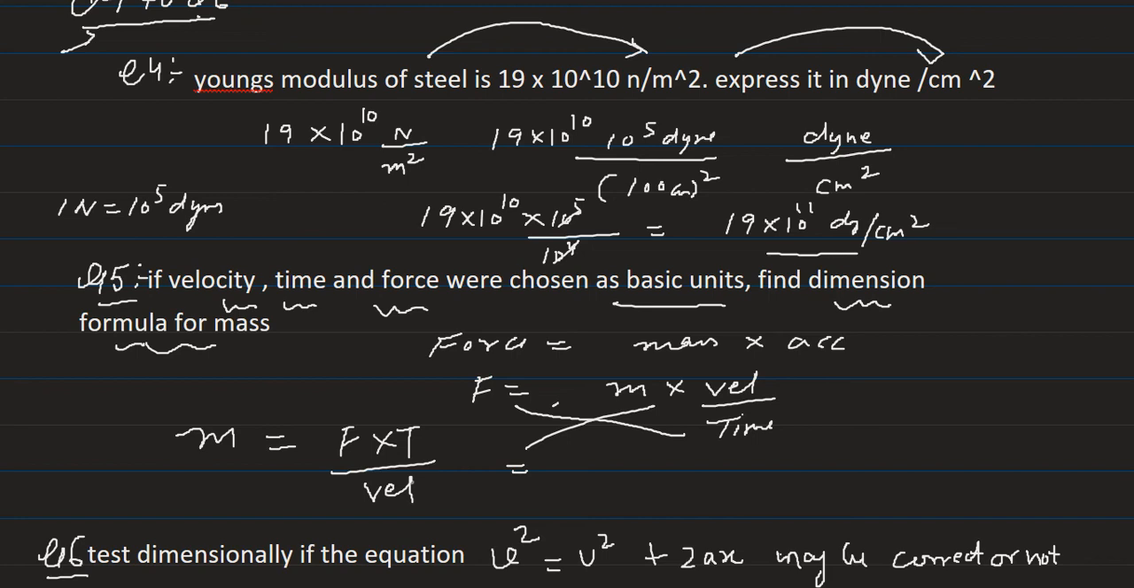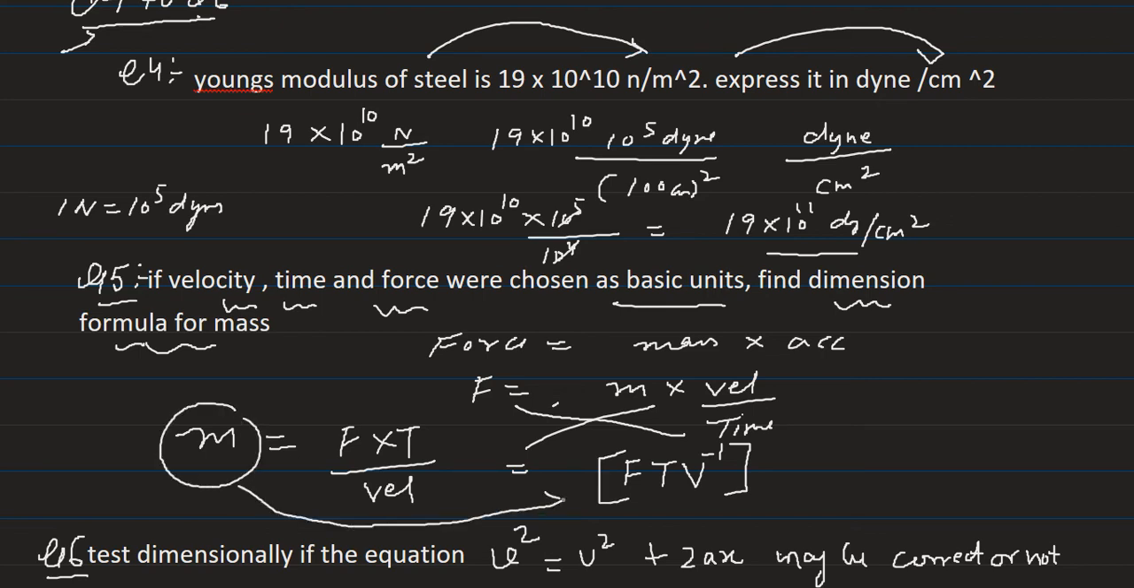So mass is force into time upon velocity. So this force, time and velocity are our fundamental units or basic units there. So for force we write F and for time T and for velocity like V. But it is in denominator so it is written as V inverse. So the dimensional formula of mass that is formed here is F T V minus 1. So this is the answer for this question. In this way you can express mass, write its dimension formula in terms of F, T and V, because now these are the fundamental units in this problem.